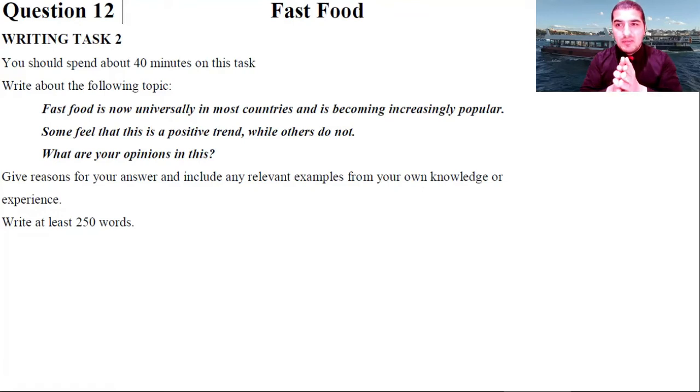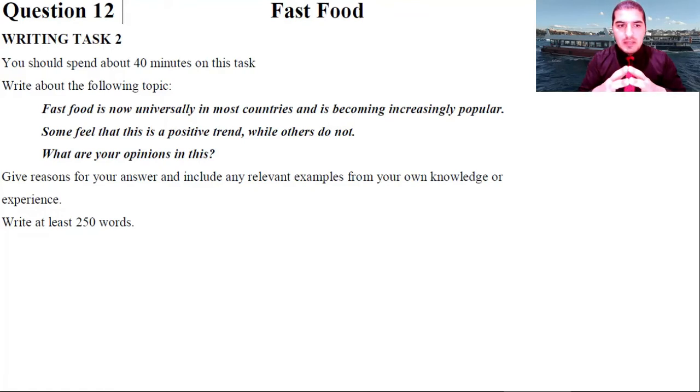So let's see what's going on here. They gave you the topic and the debate. It asks you to include your own experience and your own knowledge. So can you bring your experience into that? Yes, because it asks you to. Unlike a chart that you have to report, here you have to come up with ideas and develop them.